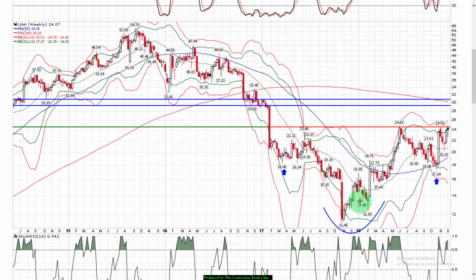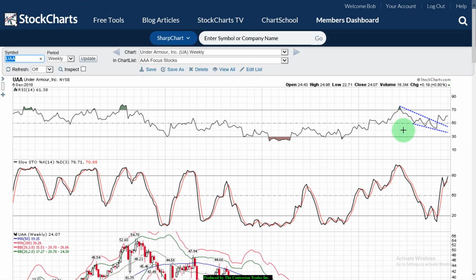I mentioned this the other day. We had an inverted head and shoulders setup: left shoulder, head, right shoulder. Here's our neckline. Again, 24.69. We want to close above it. RSI has broken out. We have higher lows and higher highs.